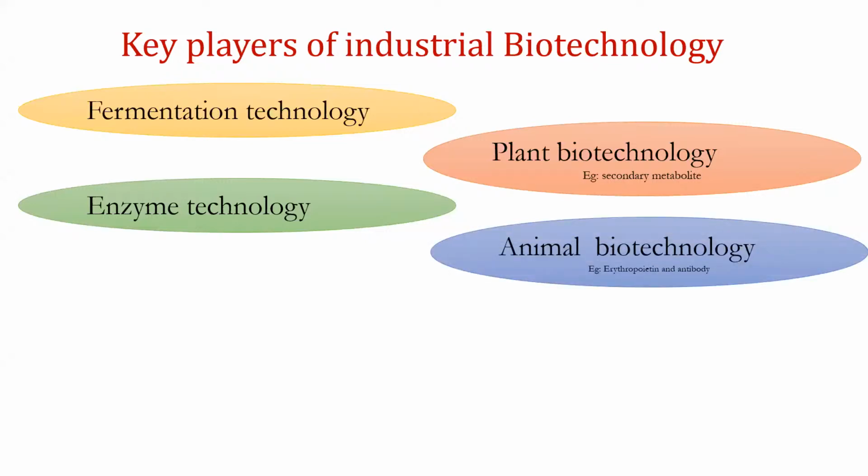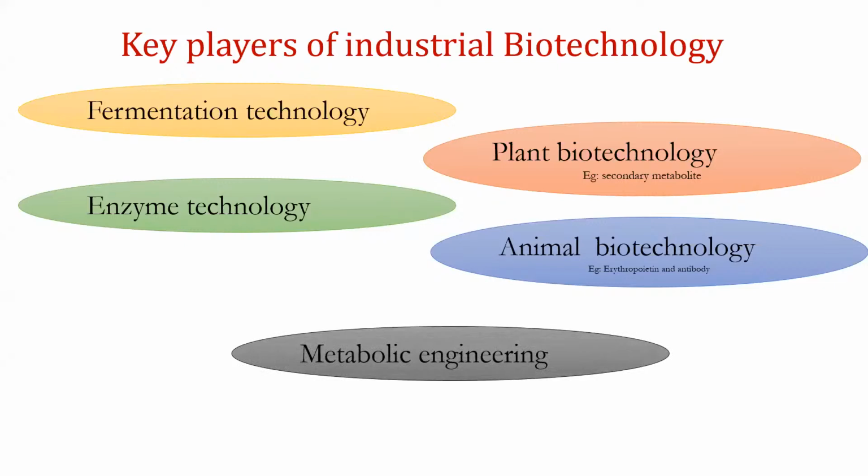Now, animal biotechnology is also used in industrial biotechnology: erythropoietin and antibodies are produced by using animal cell line culture. And the most recent development in animal biotechnology is our COVID vaccine. They have used vectors carrying the virus protein-inducing gene in an adenovirus, and they have used it in the human embryonic kidney cell line, and they have produced a COVID vaccine from it. This is a simple example of animal biotechnology where large scale production of the COVID vaccine is done.